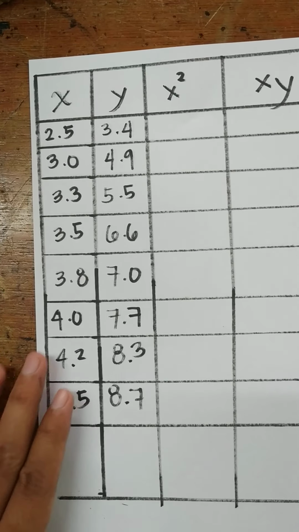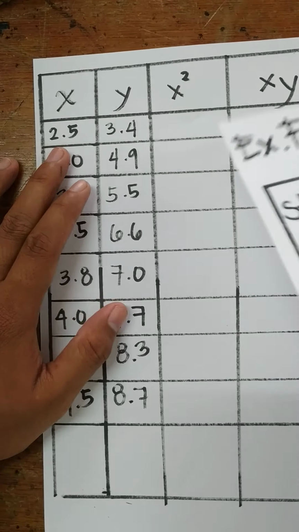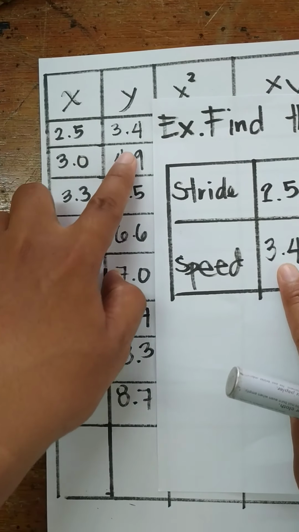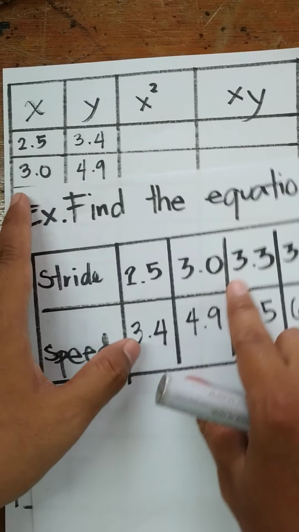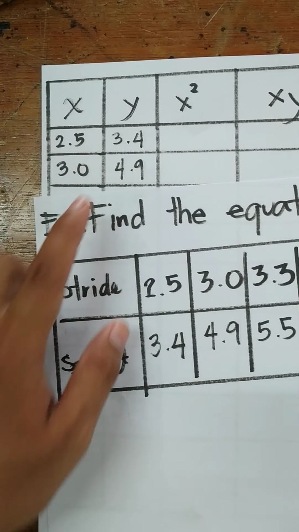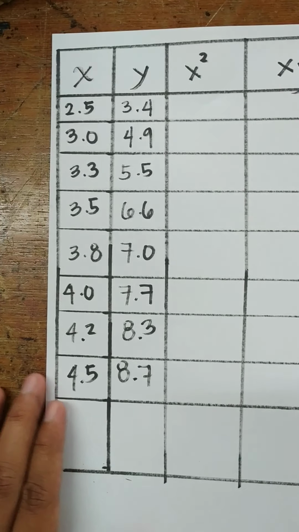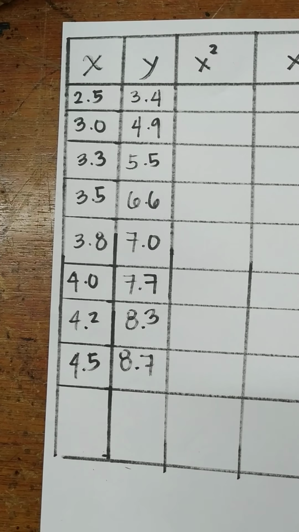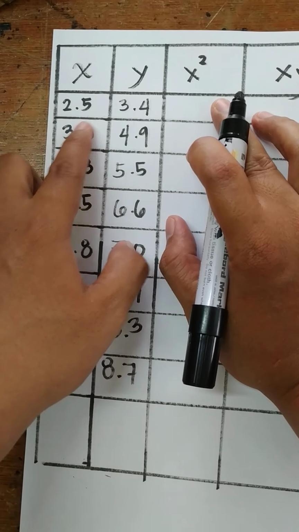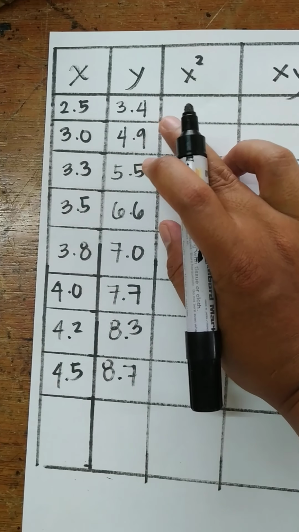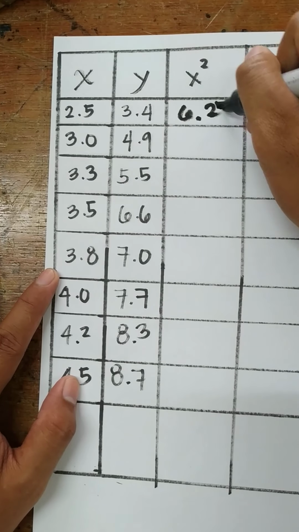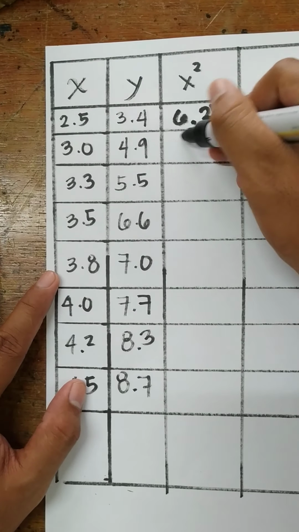As you can see, our x here is our stride, so 2.5, and we have 3.4 for our speed. It goes like that: 3.0, 3.0, and 4.9, until our last digit. In our next column, we have x squared. So we square our x, which is 2.5, and it would be 6.25. You can use your calculator.